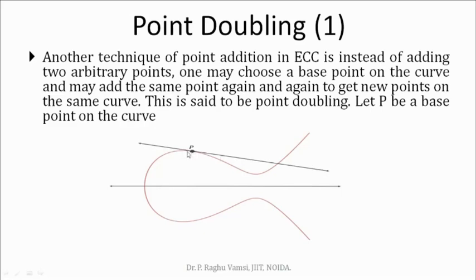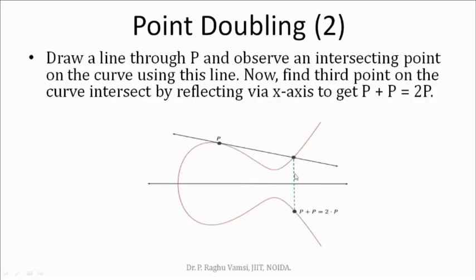Here, this is the point, and a line is passing through this point. Now, this is the point where the line is intersecting the curve. We already saw that in P plus Q, where the line is passing through P and Q and first intersects the curve, its mirror image becomes the point addition. In the same way, the line is passing through P, and this line intersects the curve at this particular point, and its mirror image will become 2P. P plus P is equal to 2P.